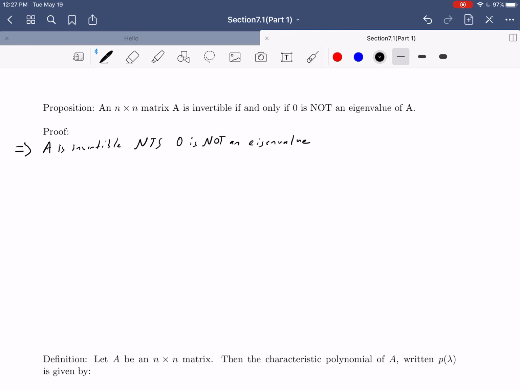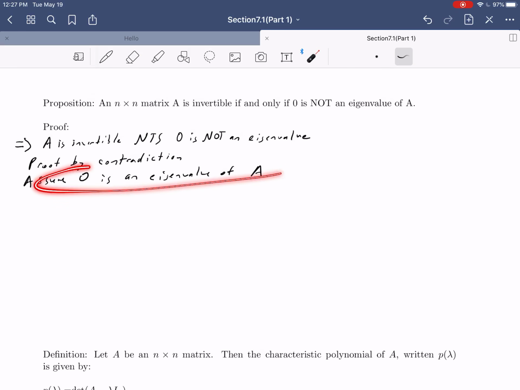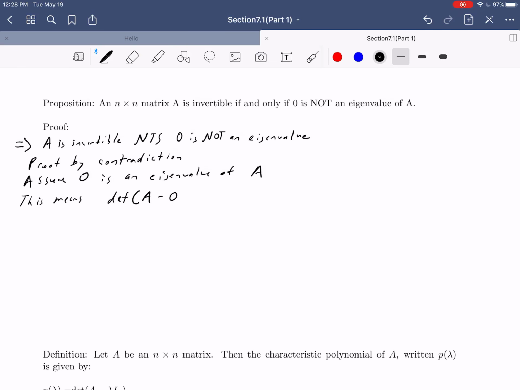So we're going to show this direction first. We're going to assume that A is invertible, and we're going to show that 0 is not an eigenvalue of A. So we're actually going to do this as a proof by contradiction. So we're going to assume the opposite of what we need to show. We're going to assume 0 is an eigenvalue of A. Well, if 0 is an eigenvalue of A, then this means that the determinant of A minus 0 times I_n is equal to 0, right?